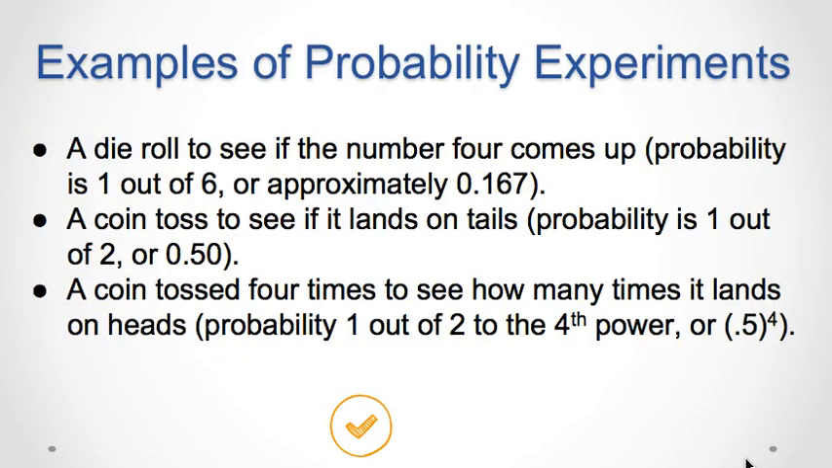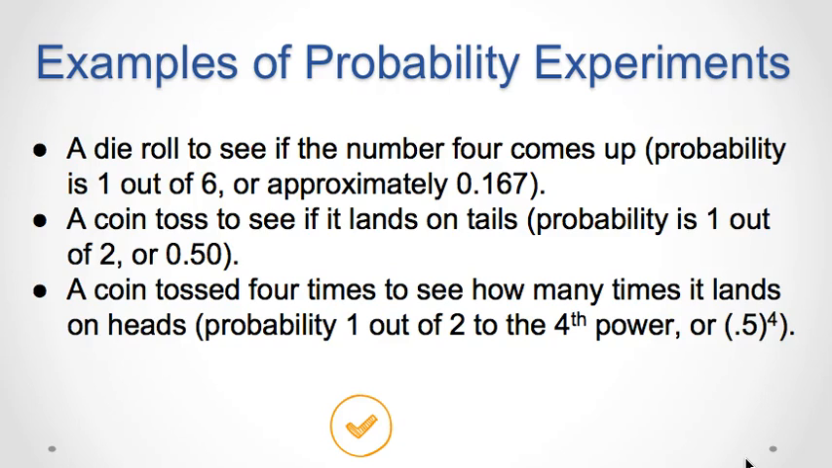Examples of probability experiments include one die roll to see if the number 4 comes up. Probability is 1 out of 6 or 0.167. A coin toss to see if it lands on tails. Probability is 1 out of 2 or 0.5. A card pick out of a deck to see if it's a queen of hearts. Probability is 1 out of 52 or 0.019.